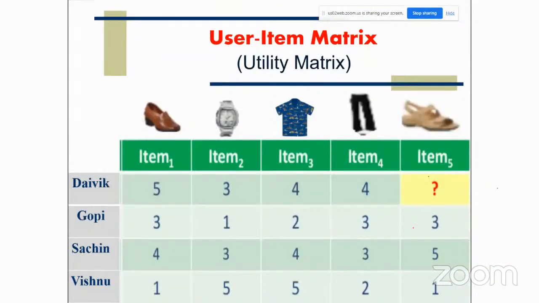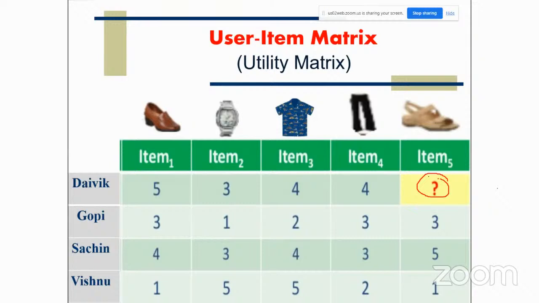Let us assume one simple case study example. We have 4 users: Daivik, Gopi, Sachin, Vishnu. We have 5 items, whatever they may be, here shoes, watch, shirt, pant, etc. Ratings given for all the items are available except item 5. The rating is missing here. Daivik's rating for item 5 is not available, which means Daivik did not buy the item, so he did not give any rating.